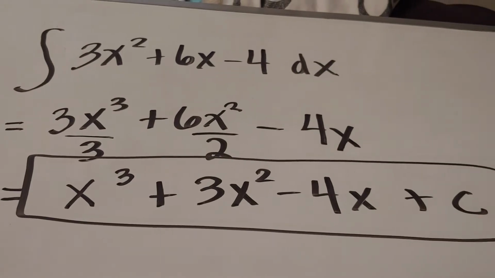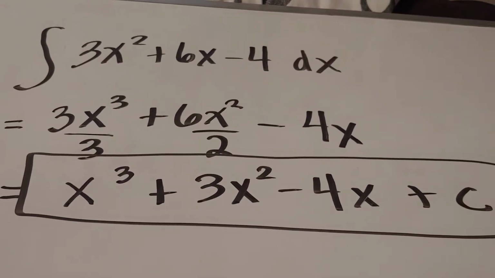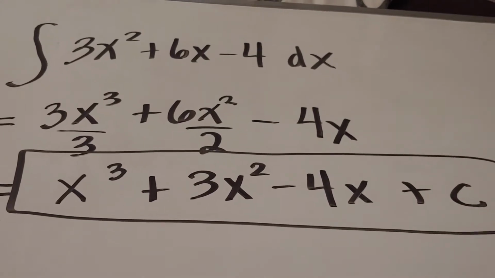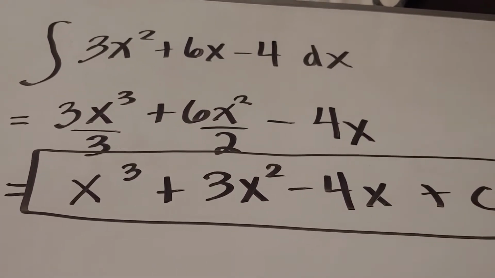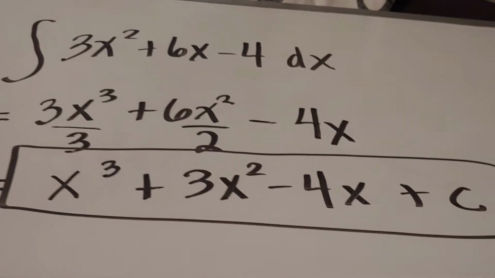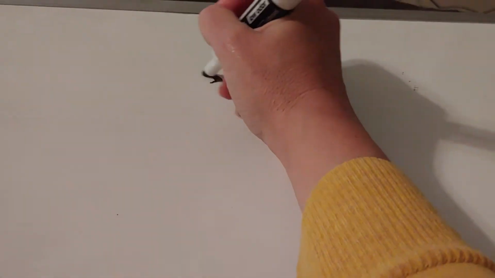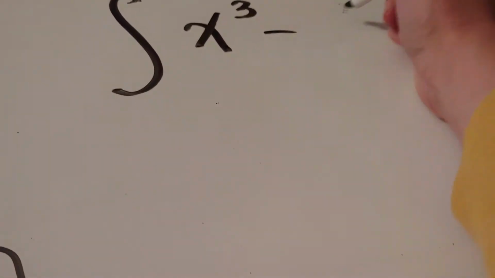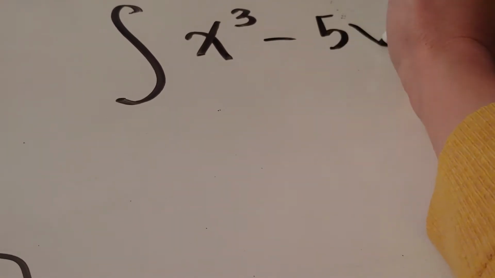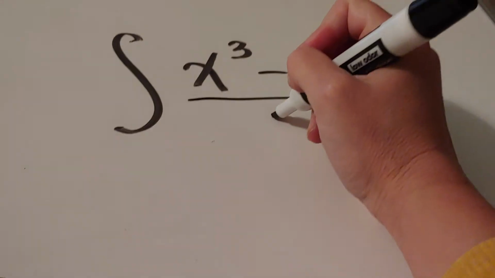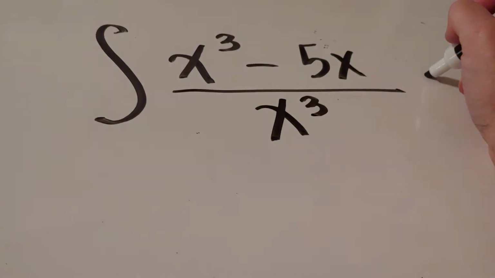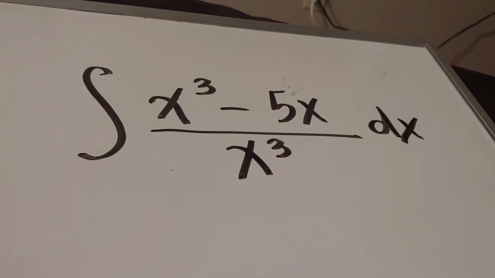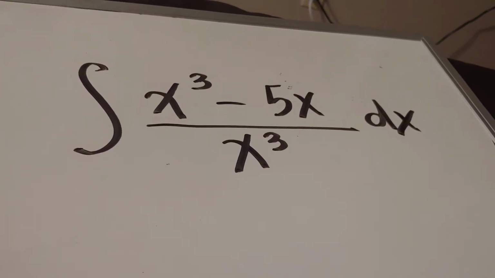Okay, polynomials are pretty nice. The tricky part is what if it isn't a polynomial? Can we rewrite it like a polynomial? Okay, so that's going to be my next example right now. So what if I had x to the third minus 5x all over x to the third. Okay, so x to the third minus 5x all over x to the third dx.